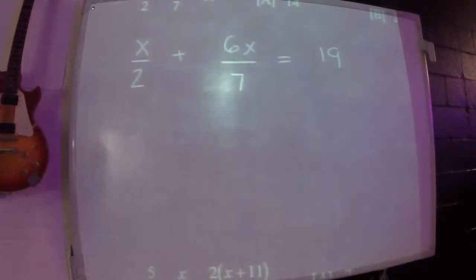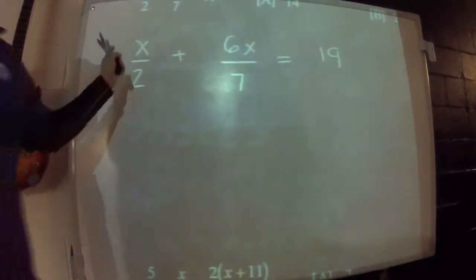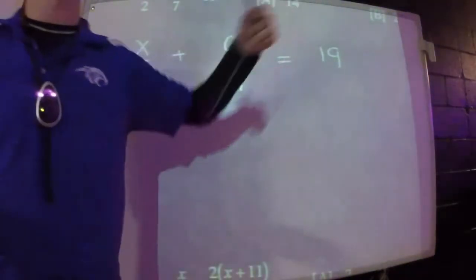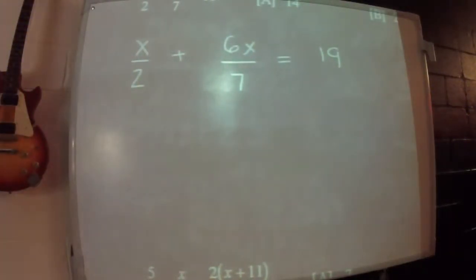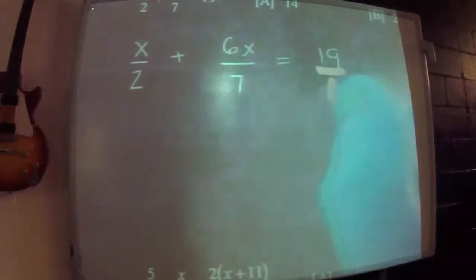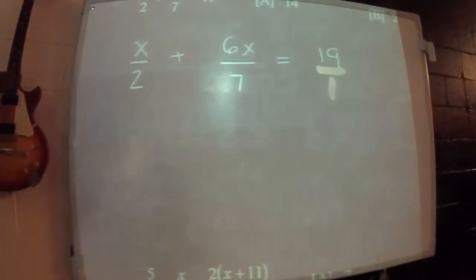Now you've got x over 2 plus 6x over 7 equals 19. We're going to kill fractions. What's the first thing we have to do before we go into our kill fractions? Make them all a fraction. Yeah, 19 is not a fraction. 19 needs to become a fraction so I can use the kill fractions method. All right, I've got a 2, a 7, and a 1. What's the best number I can come up with? 14.